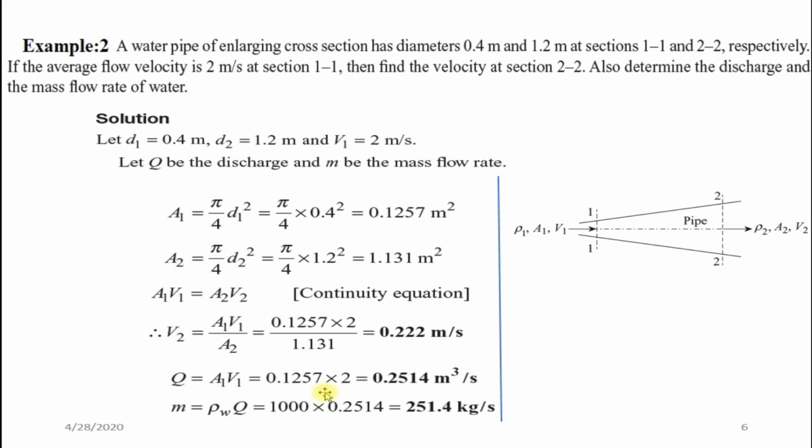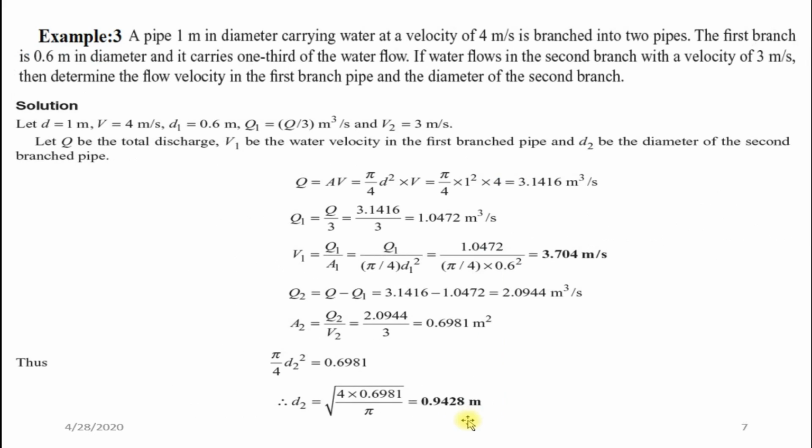So discharge is over. Now mass flow rate, that is equal to rho into Q, rho of water into Q, because the working fluid is water here, that is why they have mentioned rho w into Q. Okay, 251.4 kg per second.